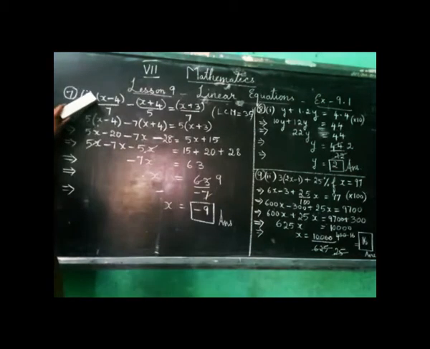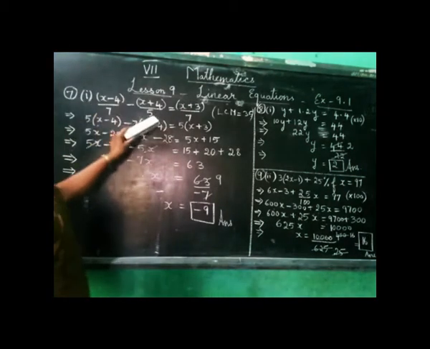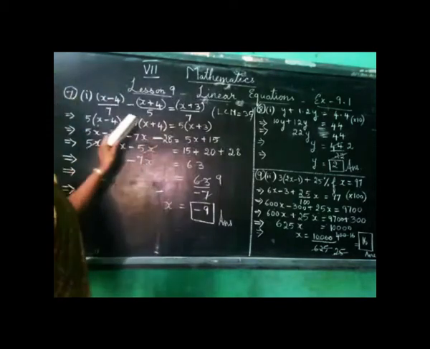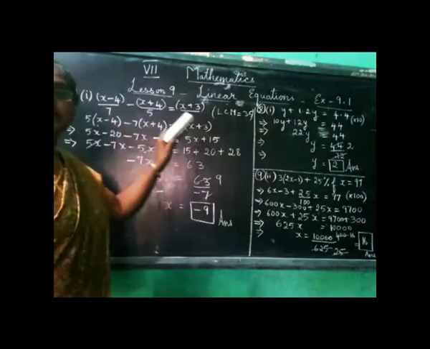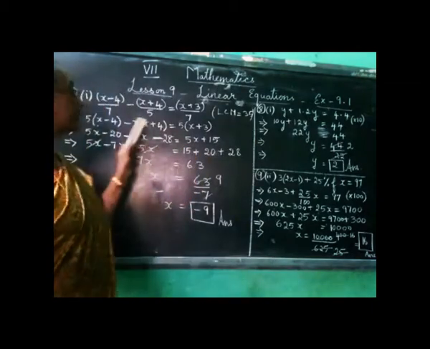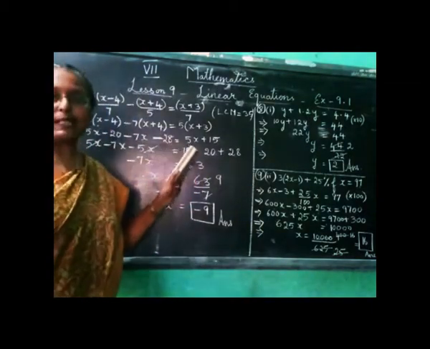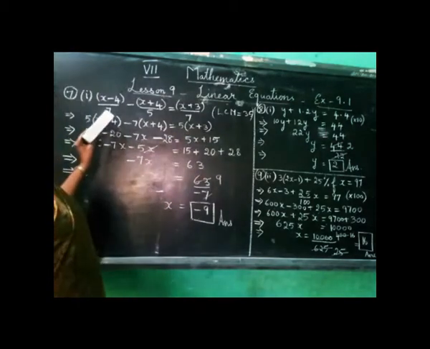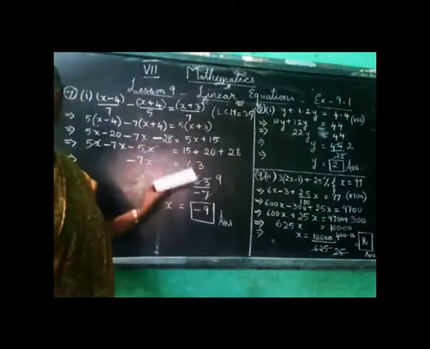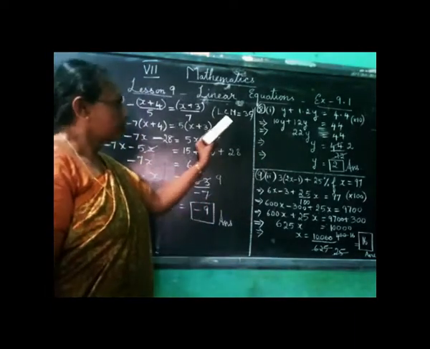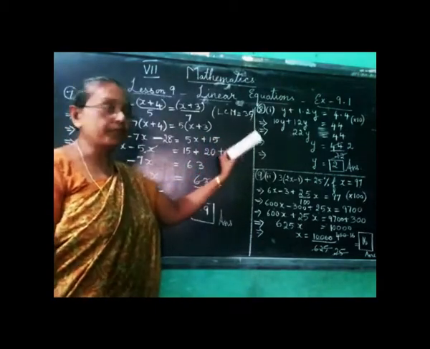Now, here it is x minus 4 by 7 and x plus 4 by 5 and x plus 3 by 7. And in the denominator we have 7, 5, 7. So, as we did in the earlier sum, we need to find the LCM of the denominators. So, we find LCM for 7 and 5. What is the LCM for 7 and 5? It is 35. So LCM is equal to 35.